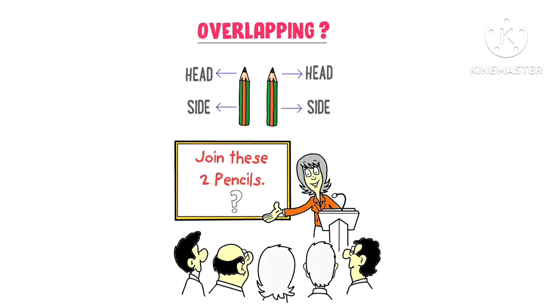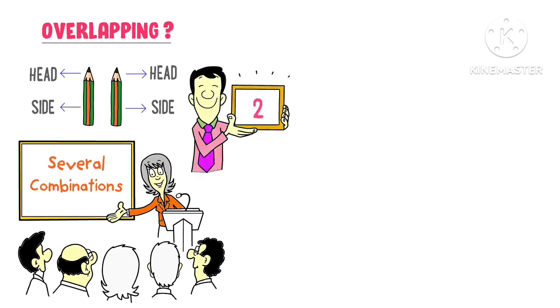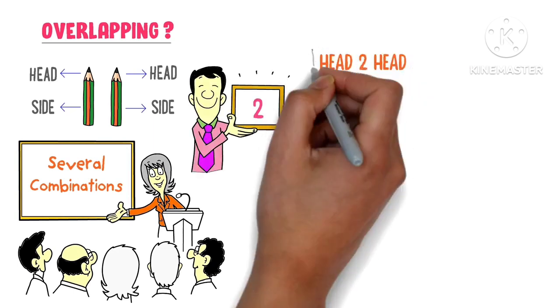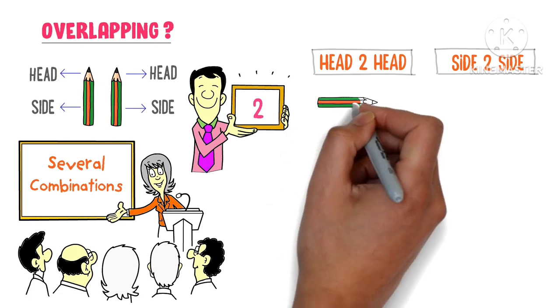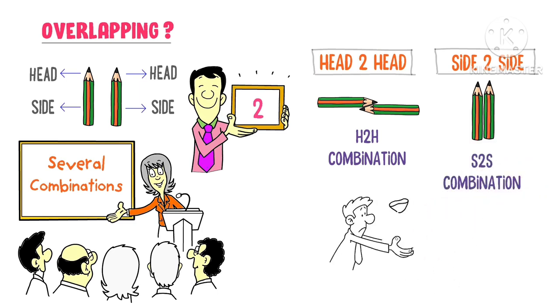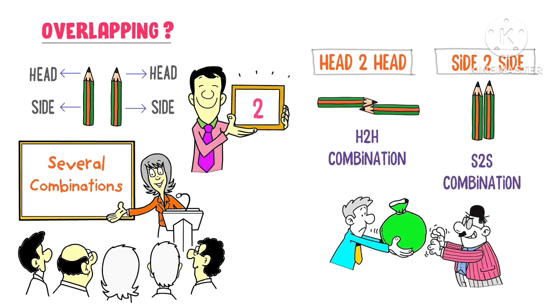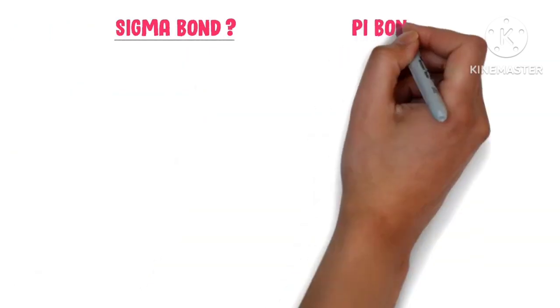Can you guess the possible combinations? Well, there are several combinations possible. But here I only discuss two types of combinations. For example, head-to-head combination and side-to-side combination. For instance, when the head of this pencil is joined with the head of this pencil, it is called head-to-head combination. Secondly, when the side of this pencil is attached to the side of this pencil, it is called side-to-side combination. This is the core concept of sigma and pi bonds. Therefore, note it down. Now, what are sigma bond and pi bond?